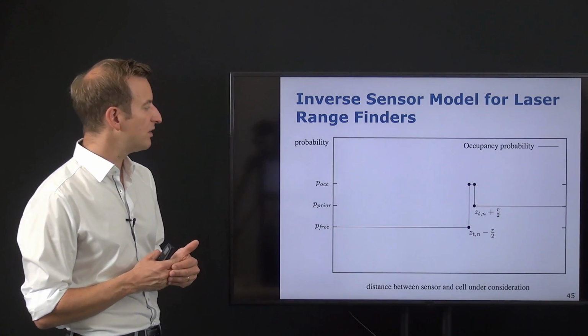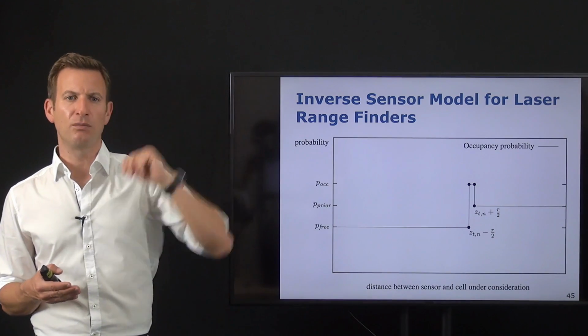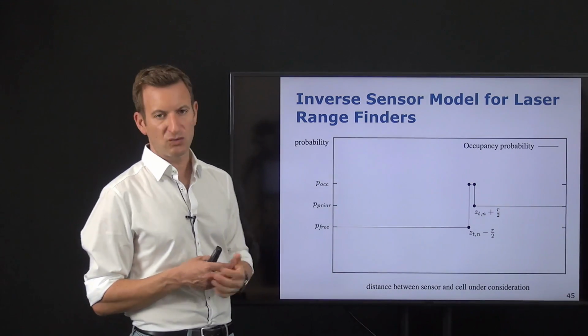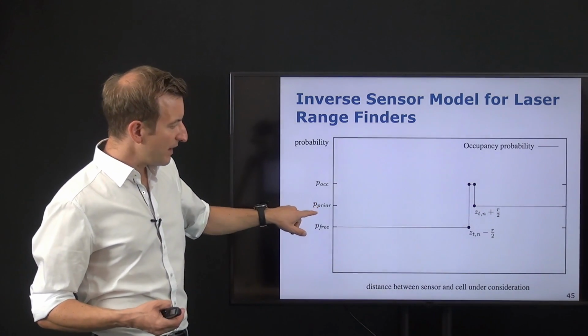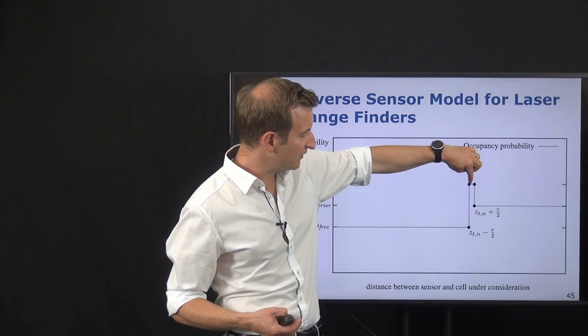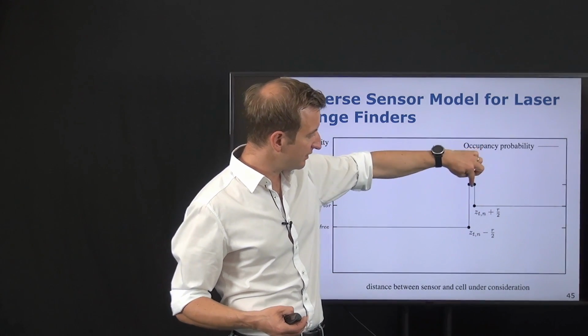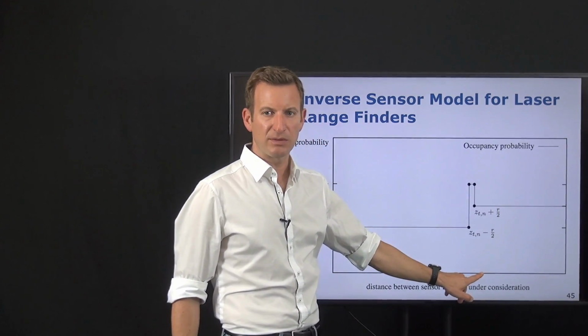So how does an inverse sensor model actually look like? We are looking here at a deviation from the prior. So is it more likely to be occupied or more likely to be free with respect to my prior information? What we have here is the range reading, what the sensor sees, which sits over here at z_t, in the middle. So this is the sensor reading that the sensor reports.